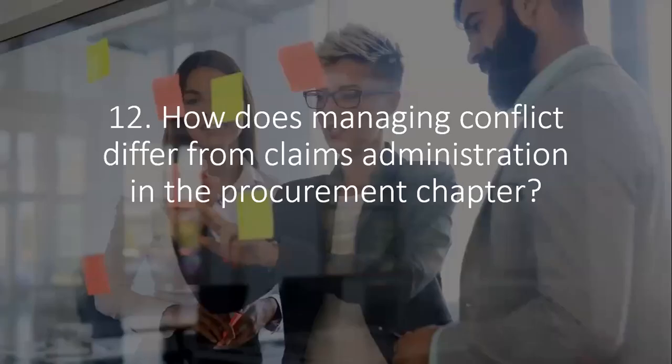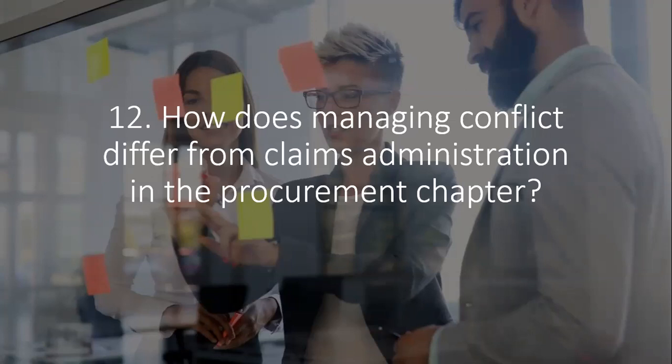Number 12, how does managing conflict differ from claims administration in the procurement chapter? Well, conflict is usually unofficial and it's not on company record. When you have team members in conflict, it doesn't get on company record typically, right? Except they become so destructive and it has to go down. But on the flip side, claims are on record and they are official once a claim has been raised. So a claim is not the same as conflict. A claim is: this should have been done in a particular way. It wasn't. Protocol should have been followed. It wasn't. Design should have been followed.